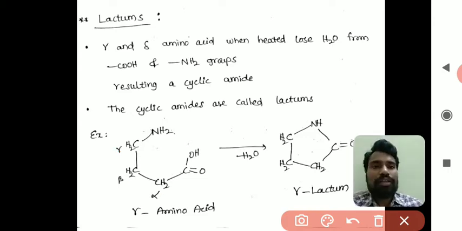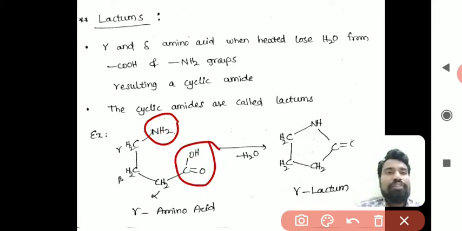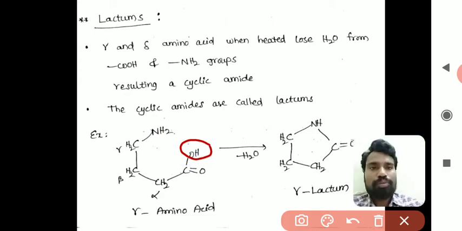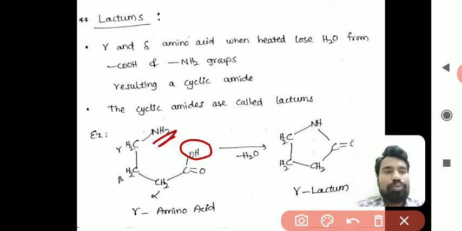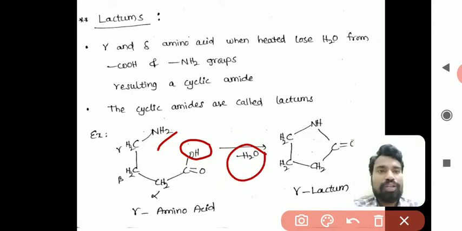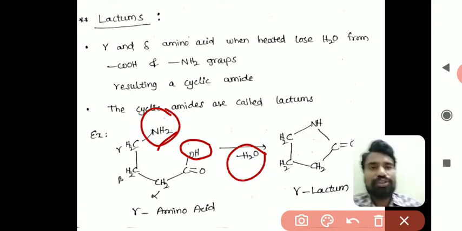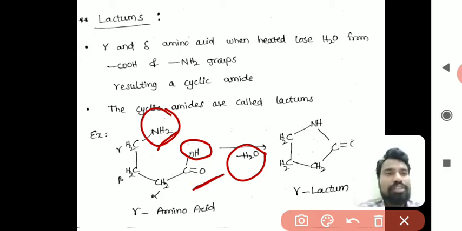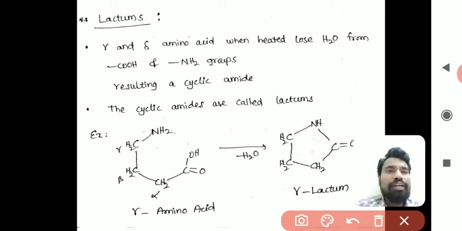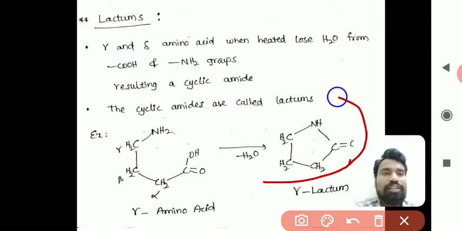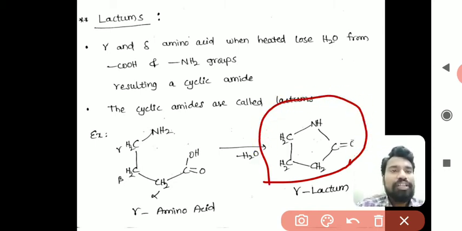Here the reaction between the amino group and carboxylic acid group takes place within the amino acid molecule. The OH from the carboxylic acid group and one hydrogen from the amino group leave as water, and then there is a bond formation between this NH and C double bond O, resulting in a cyclic amide. The C double bond O NH bond is called an amide bond, right?